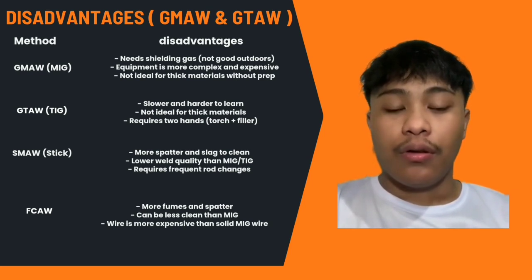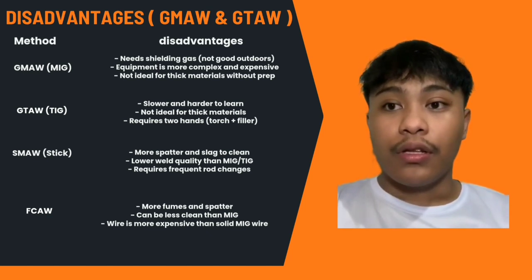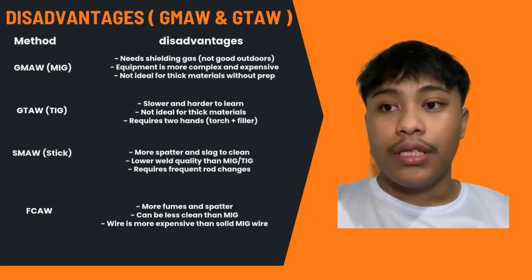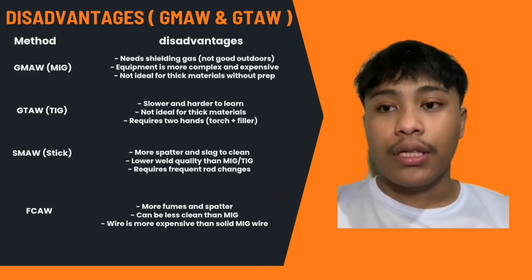Disadvantage, GMAW and GTAW. Method, GMAW, MIG. Disadvantage, need shielding gas, not good outdoors. Equipment is more complex and expensive, not ideal for thick material without prep. GTAW, TIG, slower and harder to learn, not ideal for thick material. Requires two hands, torch and filler. SMAW, stick, more spatter and slag to clean. Lower weld quality than MIG, TIG. Requires frequent rod change. FCAW, more fumes and spatter.